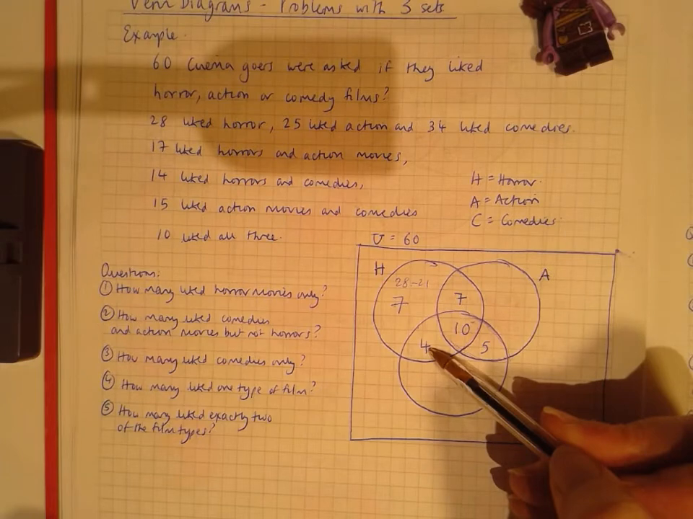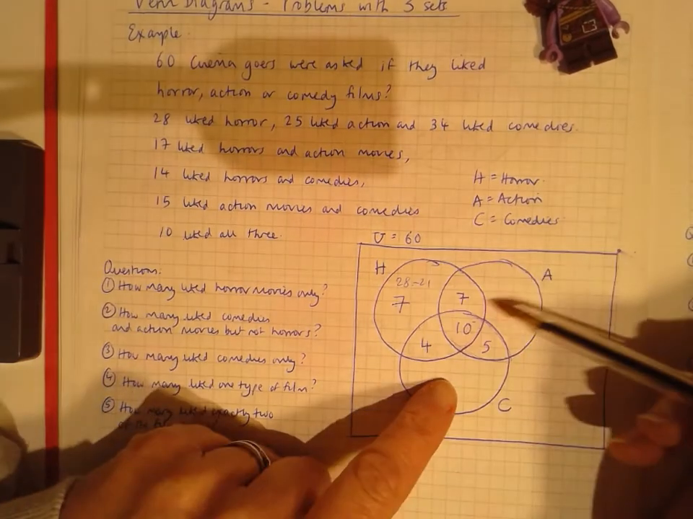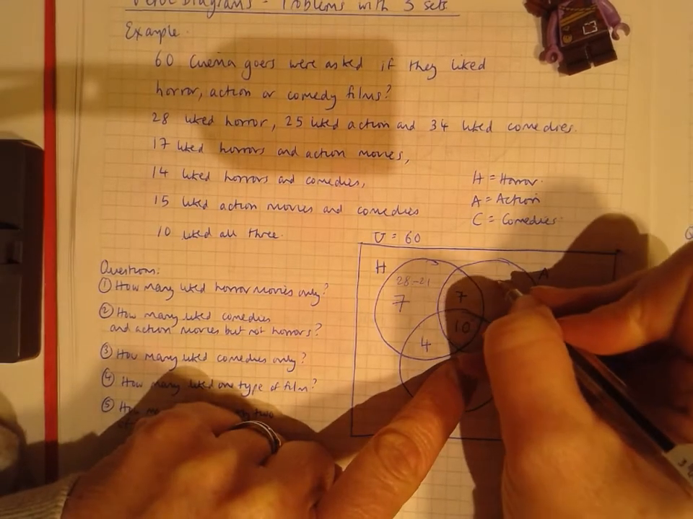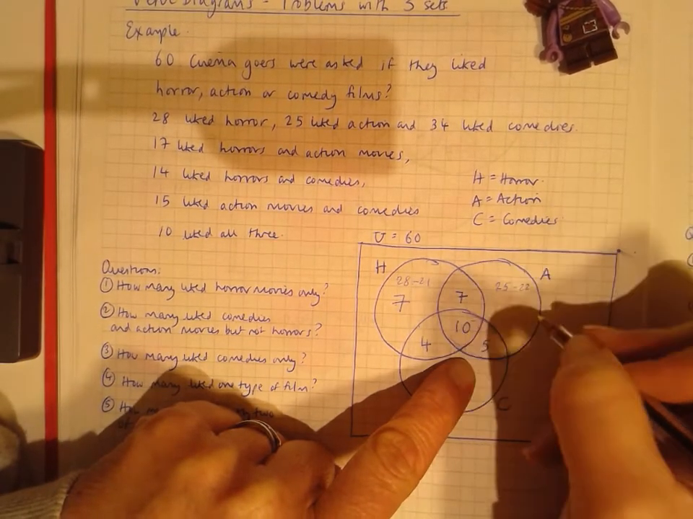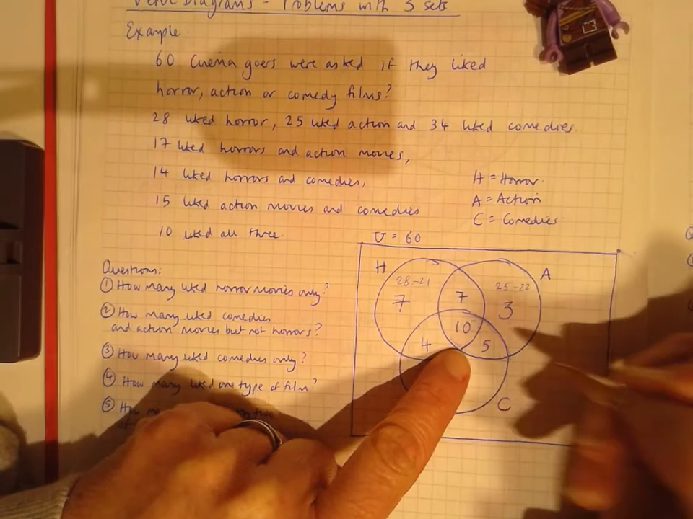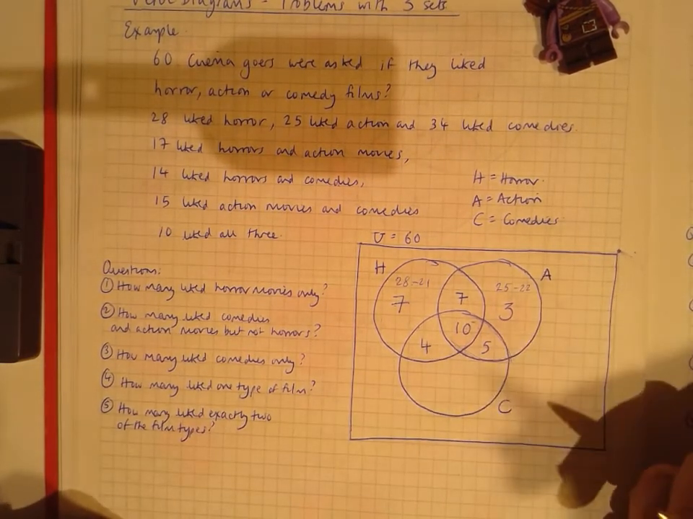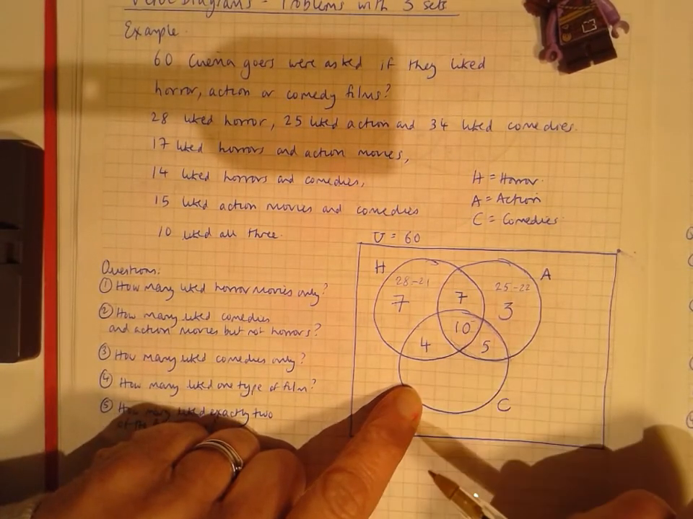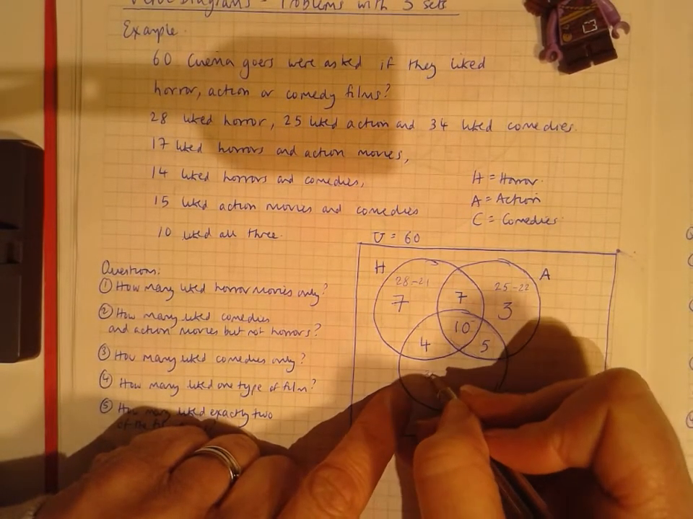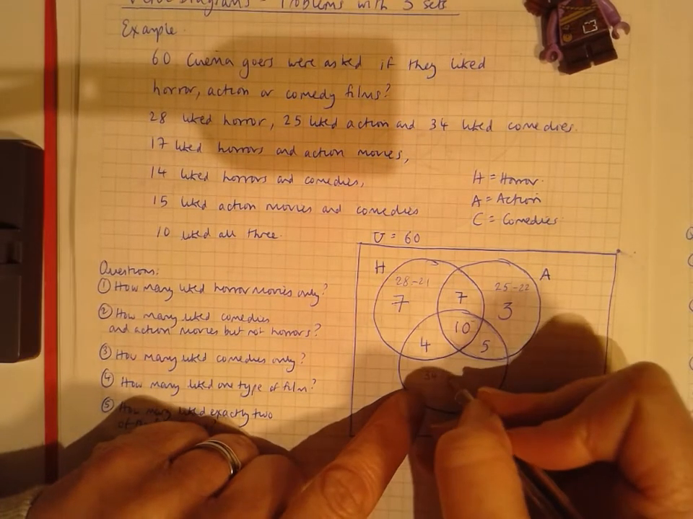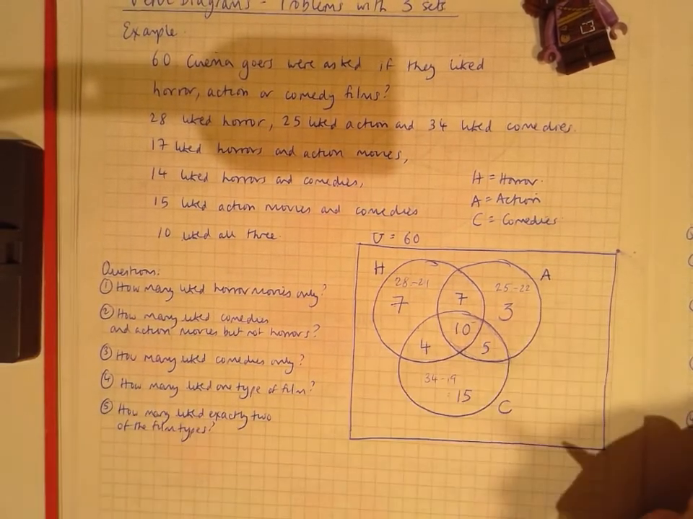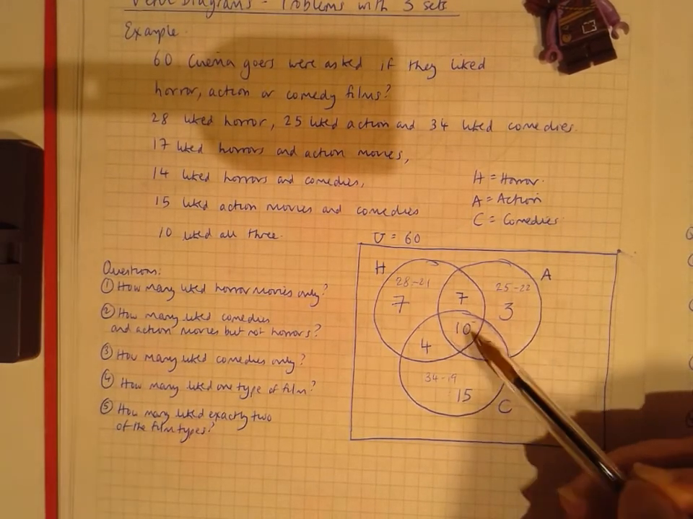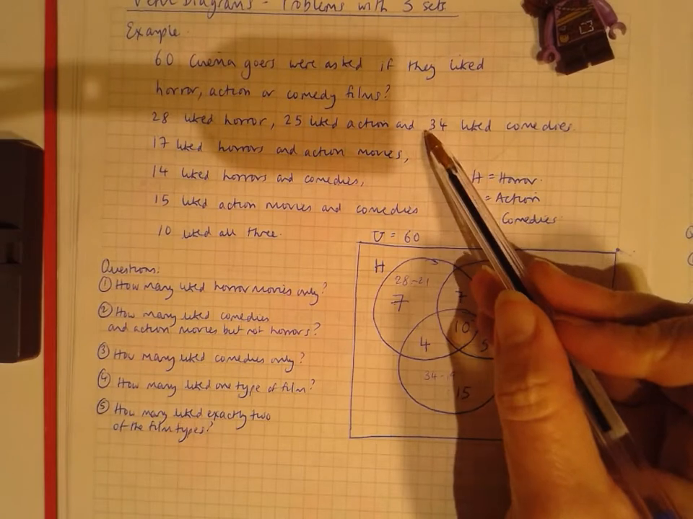Okay. Action. 25 people have to go in here. I've got 7 and 10 is 17 and 5 is 22. I've got to have 25. So if I've got 22 already, 25 minus 22 is 3. So 3 people are going to go in there. And for comedy, 34 people. I have 10 and 4 is 14 and 5 is 19. I should have 34 in the whole circle. 34 minus 19 is 15 people. Okay, do you see that? So 15 plus 5 is 20, plus 10 is 30, plus 4 is 34. That gives me that 34.